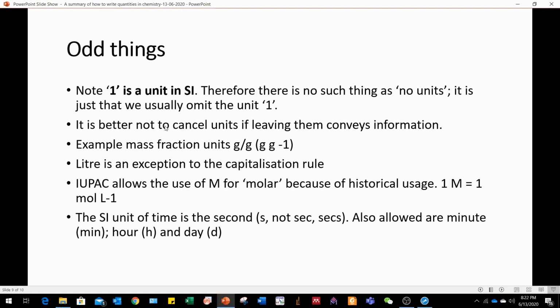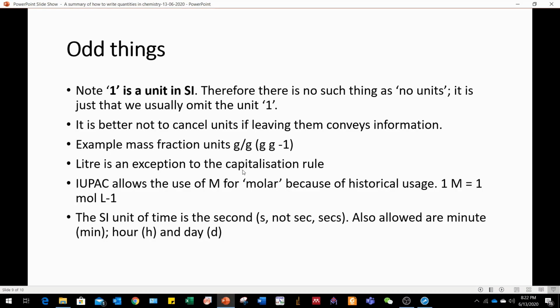It is recommended by IUPAC that it is better not to cancel units. If you leave them as such, they can convey some good information. For example, if you are talking about mass fraction, which is the ratio of two masses, then we can write gram per gram. This expression means 1, but it clearly explains how we have calculated this mass fraction.